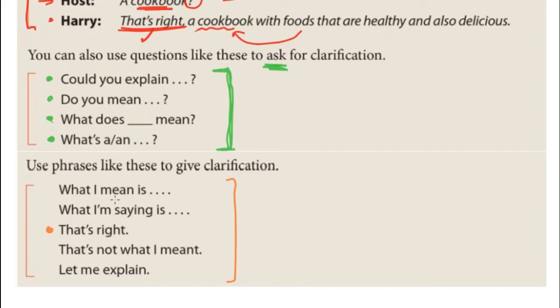A cookbook is something that you find recipes in. What I mean is, so someone might not understand, what I mean is so and so. What I'm saying is, that's not what I meant. Let me explain. So this is how you give clarification when you are speaking, and this is how you ask for clarification. And together with these, you can repeat the word with a question intonation. And this is also a very common way that we ask for clarification.